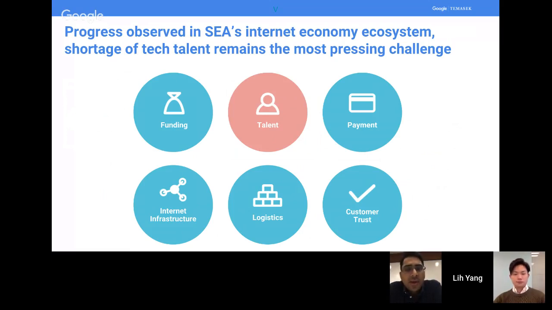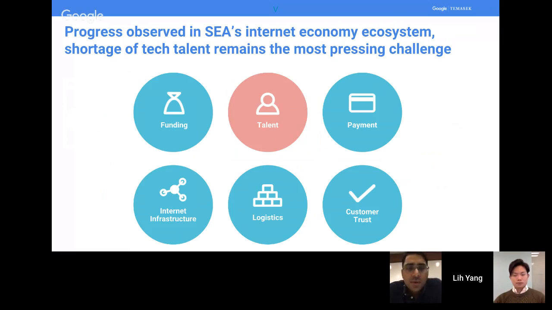But if you look at some of the other factors that have really come into the picture and are seeing some very positive momentum, they would be some of the trends we see on the payment side, internet infrastructure, logistics, and customer trust. So let me spend a couple of minutes to talk you through the key happenings in each of these pillars which tell us that this is going in the right direction in a very strong way.